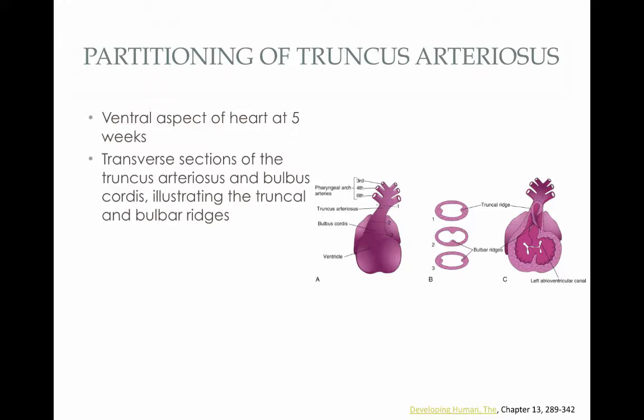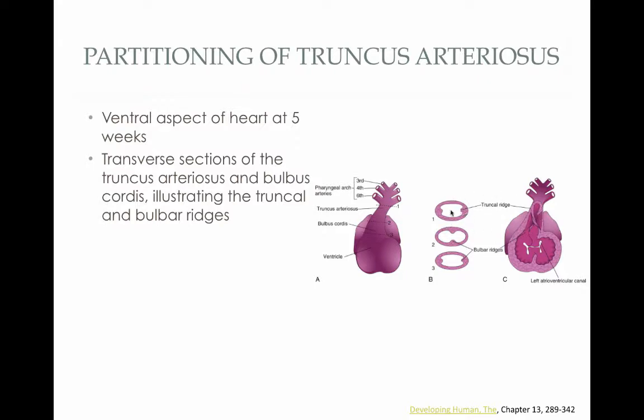So again, at the fifth week, we can see these truncal and bulbar ridges forming, right? This is going to be the bulbus cordis, a little bit more superior. Remember, that's going to be the truncus arteriosus. And so as these form, remember, they're going through a spiraling, and I'll show you, we have this picture kind of blown up so you can see it a little bit more closely, but this is a transverse cut sections of the truncus arteriosus and the bulbus cordis.